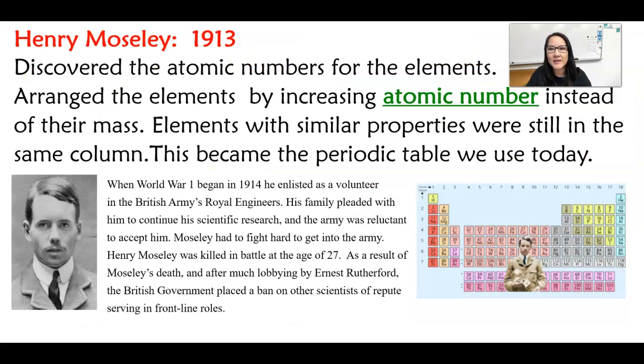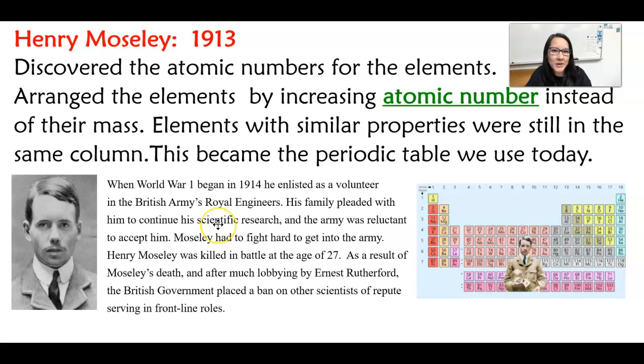Now, fast forward to 1913, Henry Moseley discovers the atomic numbers for the elements, and so he made the modification on Mendeleev's periodic table where instead of arranging them by increasing mass, now they're arranged by increasing atomic number. Elements with similar properties are still in the same column, so since that part of Mendeleev's periodic table held true till today, that's why he's the father of the periodic table. So today we are organized by increasing atomic number and in columns based on similar properties.